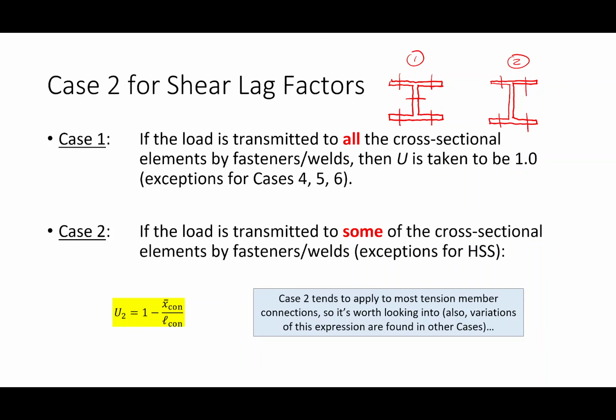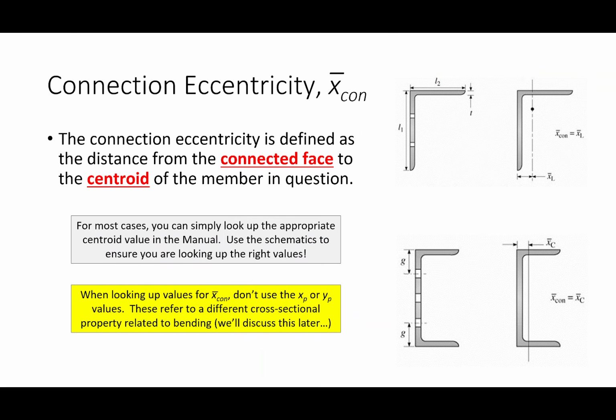Okay? In other words, your thinking right now is probably, oh, if I have a member, I look up X bar for that member. Not necessarily. It might be Y bar. It might be a value that you have to compute. It's not just X bar. I'm calling it X bar sub CON because you need to determine what that quantity is. So I have specific names for these: the connection eccentricity and the connection length.